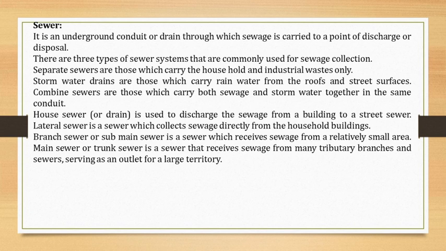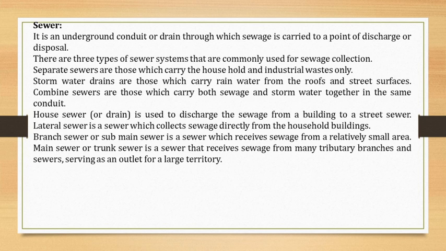Okay, so there are three types of sewer systems that are commonly used in sewage collection. The first one is the separate sewer system, then the stormwater system, then the combined sewer system. So these are the different types of sewer which are used for the collection of sewage. So what is a separate sewer? Separate sewers are those which carry the household waste and industrial waste separately.